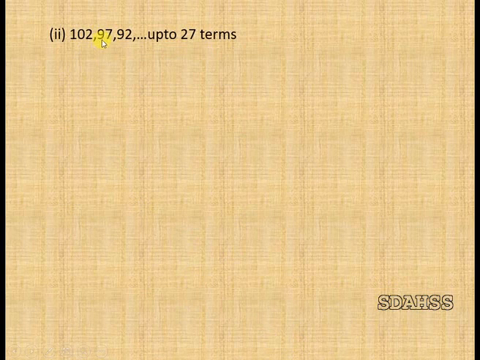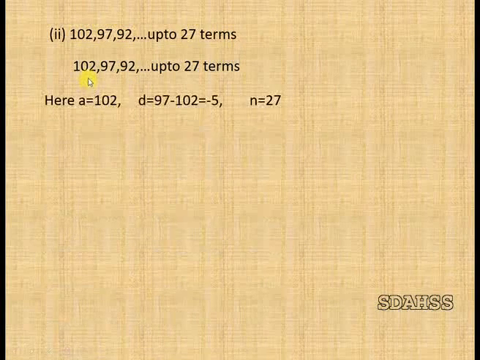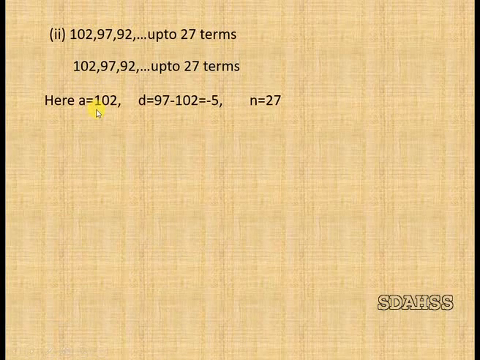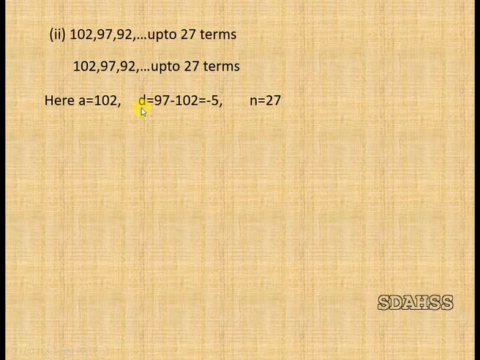Subdivision 2. 102, 97, 92, etc. up to 27 terms. Here a means the first term. The first term is 102. Then d means common difference. The formula to find the common difference is second term minus first term, T2 minus T1. That is 97 minus 102, which is minus 5.